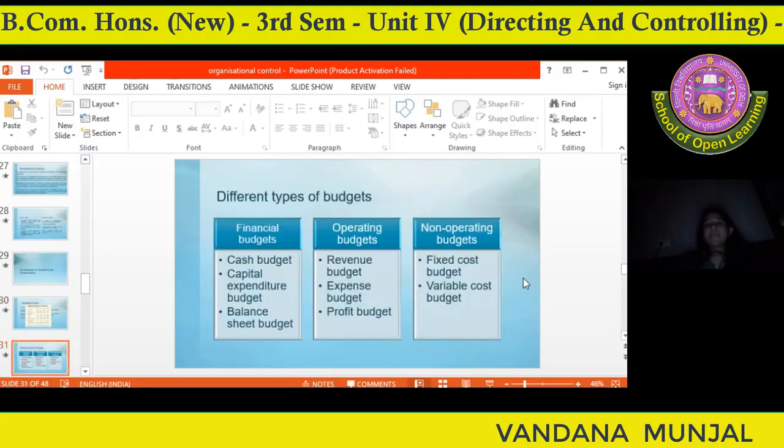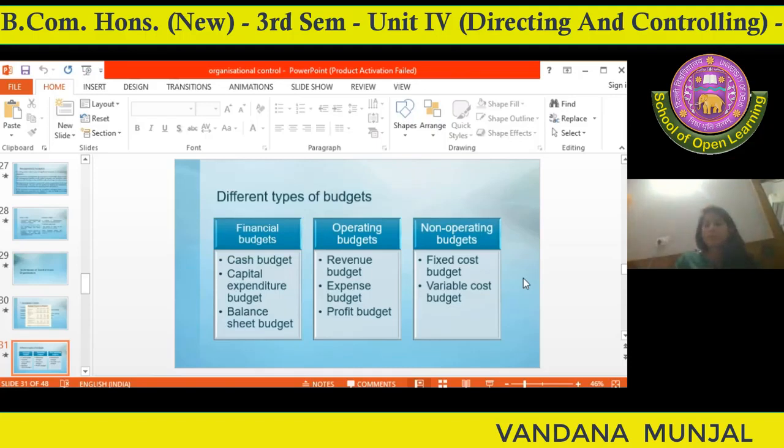Okay, different types of budgets are prepared for different purposes. There are financial budgets, operating budgets, and non-operating budgets. Which are the financial budgets? For example, cash budget, balance sheet budget, capital expenditure budget, where you talk about the allocation of funds.